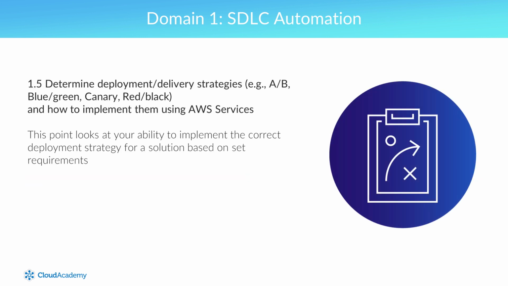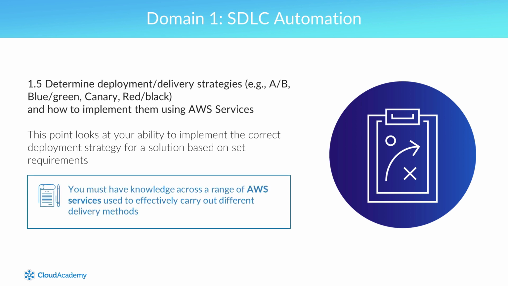Determine deployment/delivery strategies, for example, AB, blue-green, canary and red-black, and how to implement them using AWS services. The final point in this domain looks at your ability to implement the correct deployment strategy for a solution based on set requirements. You must have knowledge across a range of AWS services used to effectively carry out different delivery methods.